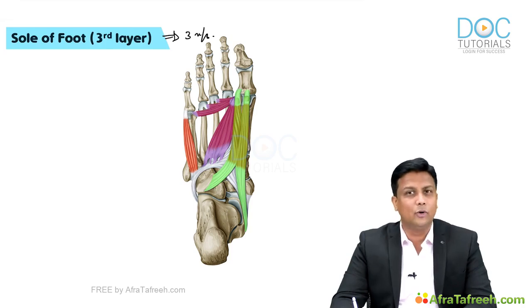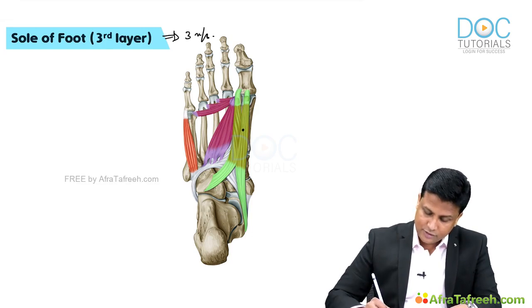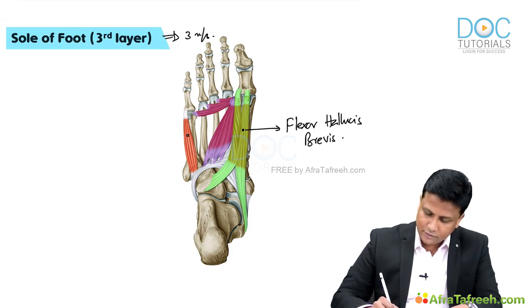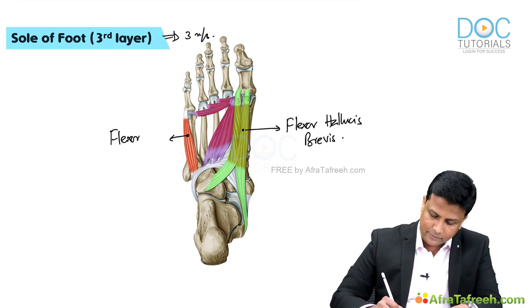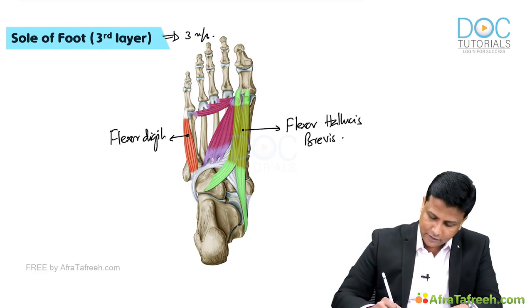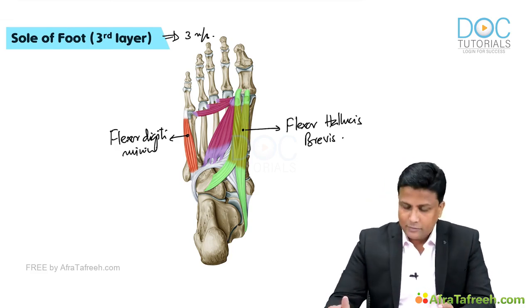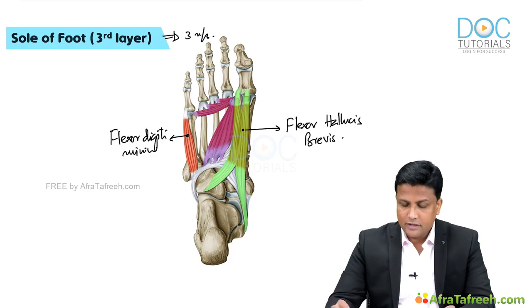Now what will be the names of these 3 muscles in the third layer? There will be flexors. So this one here will be the flexor, that is flexor hallucis brevis obviously, and this one is also a flexor, and this one is to the little toe, so it will be flexor digiti minimi. So one will be the flexor hallucis brevis, another one will be flexor digiti minimi. Done. Then what about the other muscle?